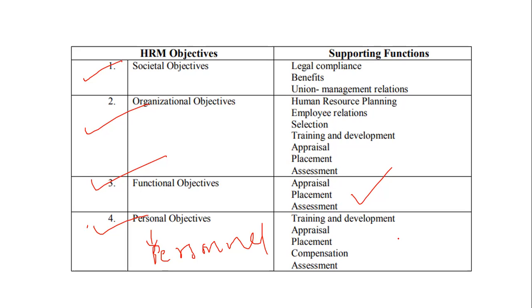Societal objective takes into consideration the legal compliance, that is the rules and regulations with respect to HRM, the benefits, and the union management relationship. So these are the objectives which come under HRM. It is not related to a specific aspect. It takes into consideration your organization also, your people also, your functions also, as well as your societal objectives. So all this consists under HRM objectives, right?